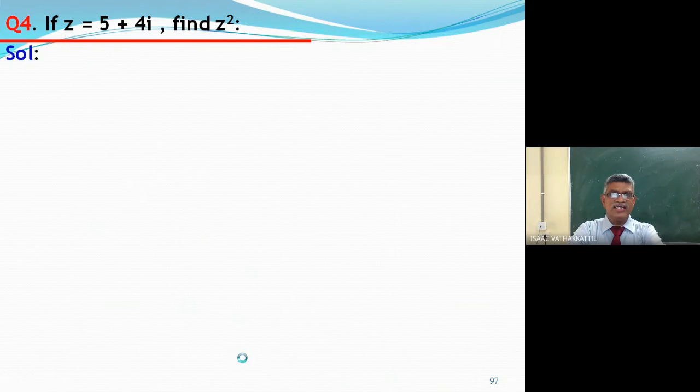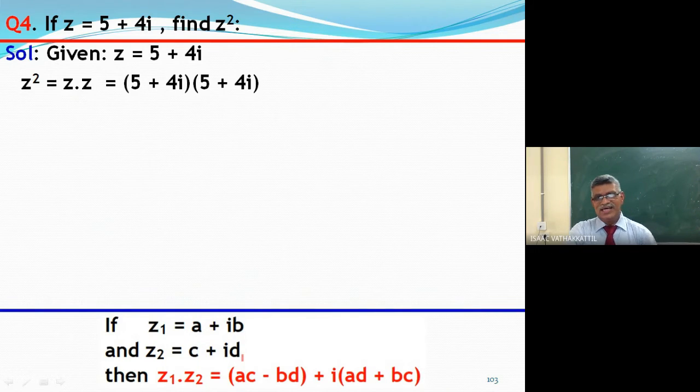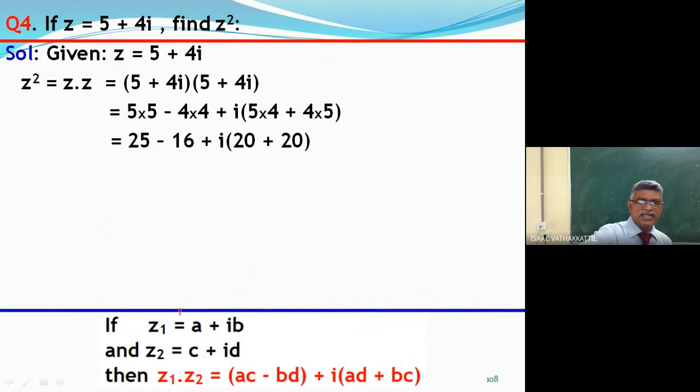Z equals 5 plus 4i, find Z squared. What do you understand by Z squared? Z squared means Z into Z, right? 5 plus 4i into 5 plus 4i. We have the product AC minus BD. What is AC minus BD? 25 minus 16, plus i into AD plus BC. 20 plus 20. So 25 minus 16 plus i into 20 plus 20. That is 9 plus 40i. Am I right? No error? 25 minus 16, 9. 9 plus 40i, Z squared.